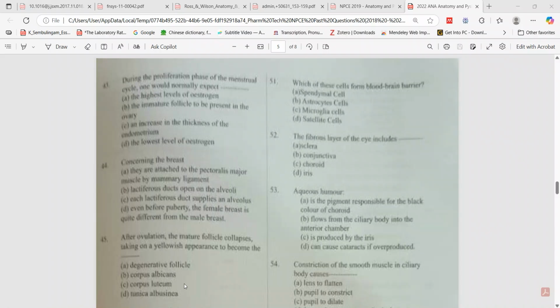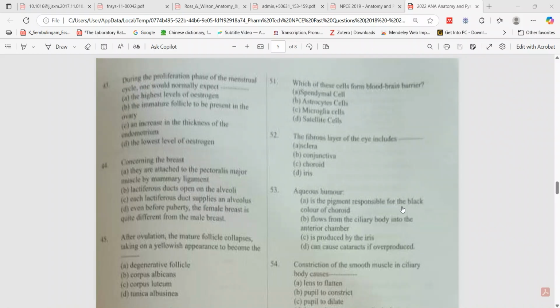So what do you think is proliferating during the proliferation phase? What part of the female genital tract is proliferating during the proliferation phase? Is it the endometrium? Endometrium. Thank you. So what do you think will now happen in the proliferative phase? An increase in the thickness of the endometrium. Yeah, excellent. So, 44.